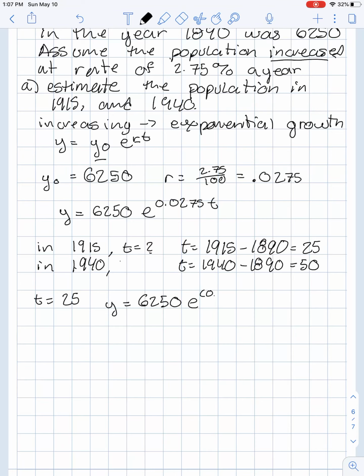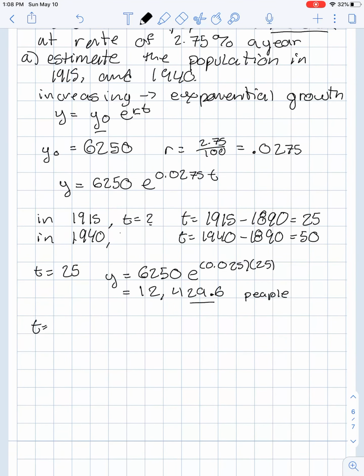So when t equals 25, we're going to have y equal to 6250 e to the 0.0275 times 25. If you plug that into your handy dandy calculator, you're going to get 12,429.6 people. If you want to round this up to 30 instead of 29, totally acceptable. You can't have 0.6 of a person.